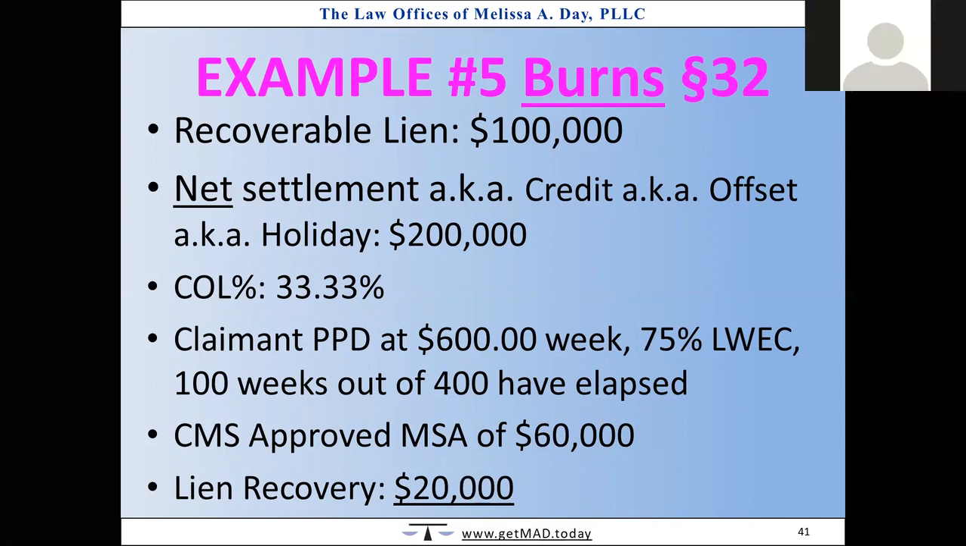Our Burns obligation on the medical will be a third of the $60,000, so an additional $20,000. So the $60,000 Burns contribution for the indemnity plus the $20,000 Burns contribution for the medical gives us a total future Burns obligation of $80,000. There's a sufficient amount of credit to absorb the future payments, and so we would take our recoverable lien of $100,000 minus our future Burns obligation of $80,000, and it would be reasonable to accept a lien recovery of $20,000 to do a Section 32 in this example.